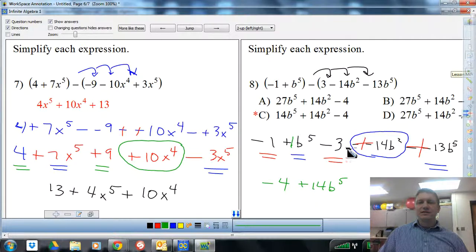And then we're going to take this last term, just tack it on, 14b squared. I'm not even checking to see if it's turning out right. Yep, looks good. Hey, it's a little mixed up pieces. That's okay, not a big deal. We can recognize that C is our correct answer.